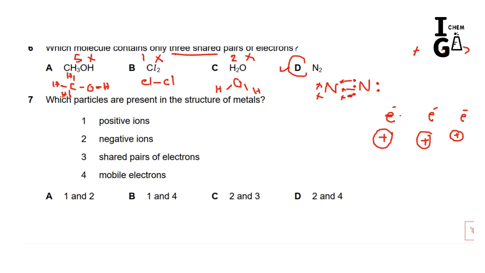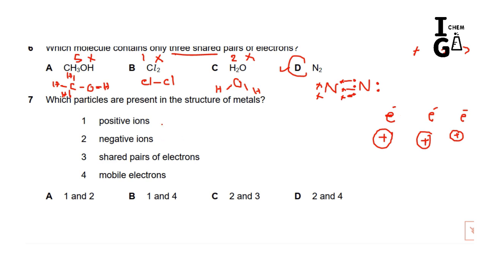And actually this is also the reason behind the metallic bond. Here in metals we have something called metallic bond. This is attraction between the positive ions and delocalized electrons. Delocalized means movable or moving or mobile. So this is the metallic bond.